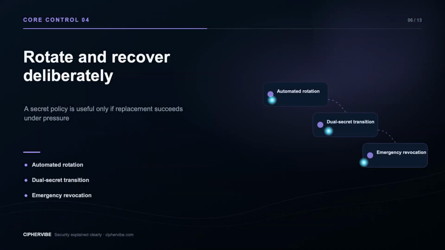The fourth building block is rotate and recover deliberately. Automate rotation where integrations allow it. Use dual secret or staged transition patterns to avoid outage, monitor last rotation and use, and rehearse emergency revocation. Include third parties, legacy applications, backups, and break glass procedures in the runbook.